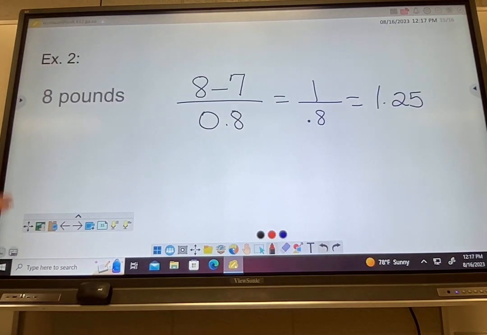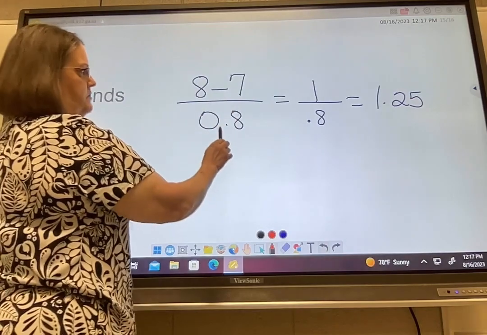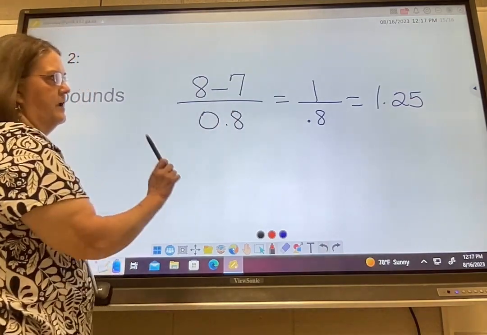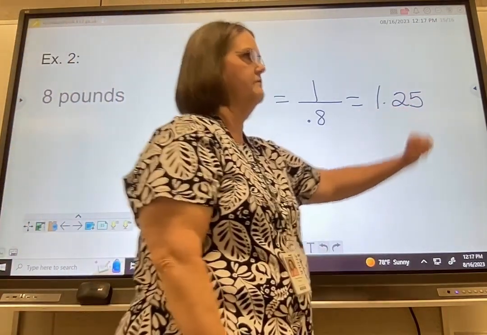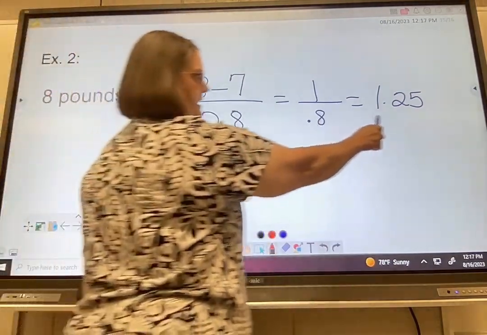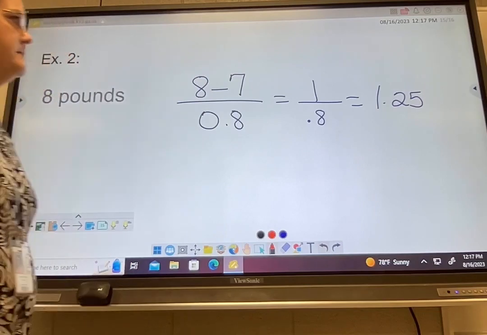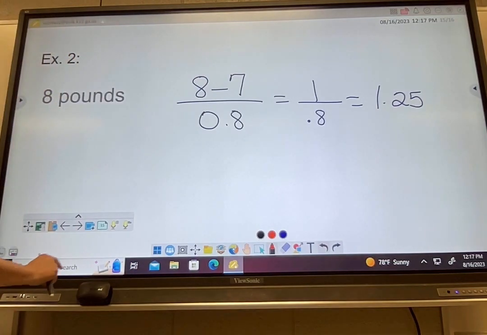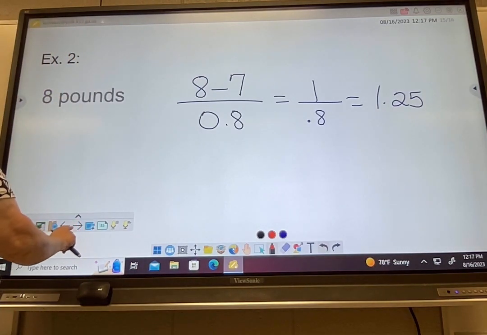Now, this is the same scenario, only we're doing it for an 8-pound baby. So we're doing 8 minus 7 over 0.8. Put that in your calculator, and you get 1.25. This one's just 1 standard deviation and a fourth of the next one. It's a fourth of the way into the second standard deviation. So it's a bigger than normal baby, obviously.